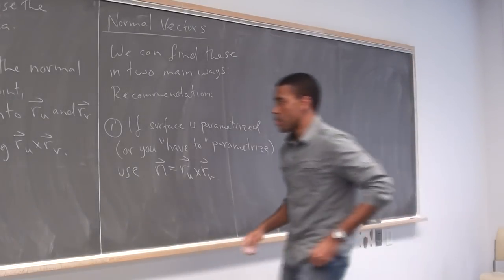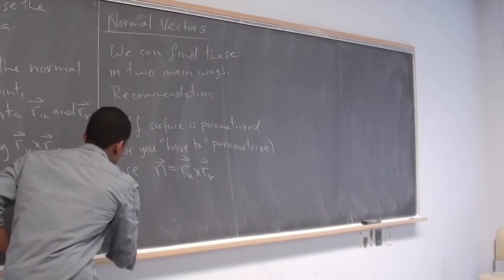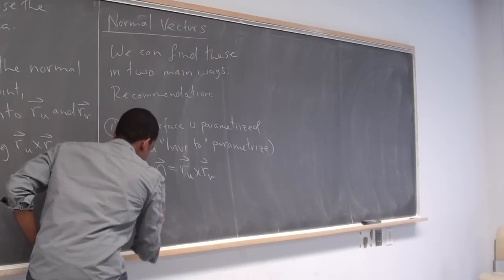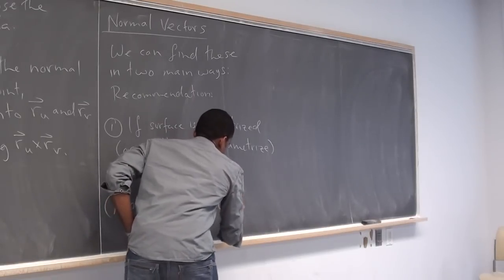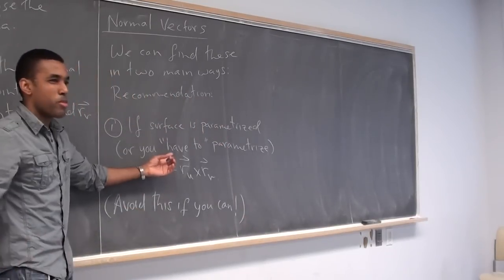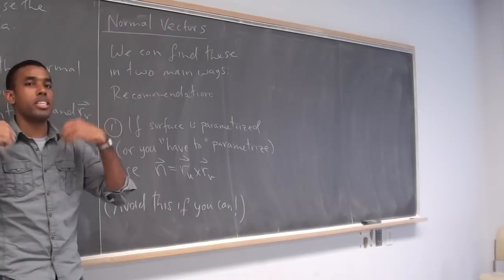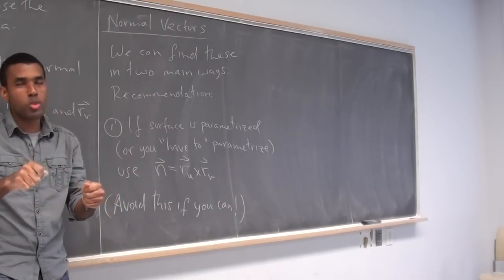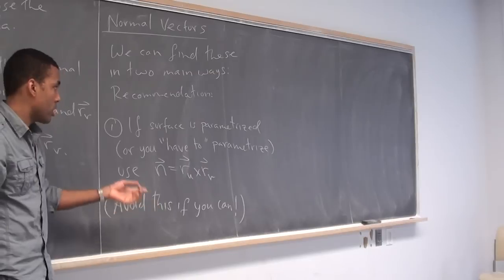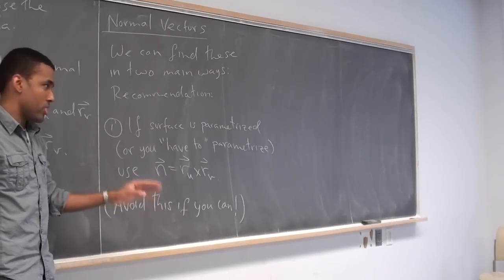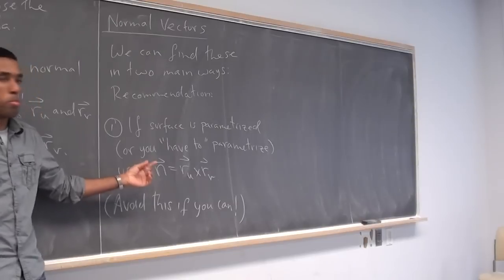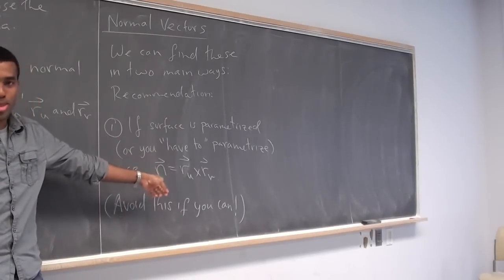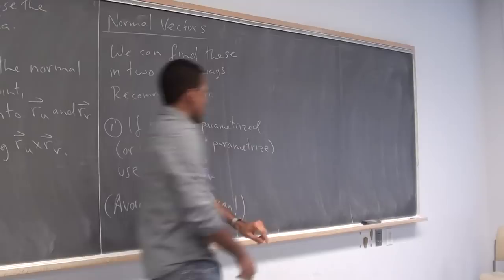The important thing to note is to avoid this if you can. It's sort of like a forced thing. They either have to give you the parameterization, or it's something where you have to parameterize to figure it out. Then you use this, and try to not use that as much as possible, because in any case where both ways work, this will almost always be harder.